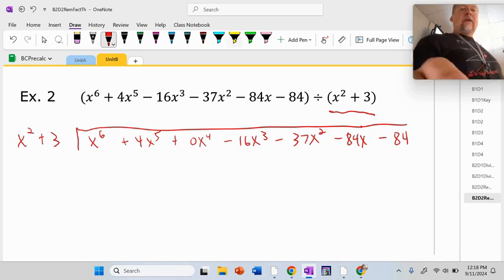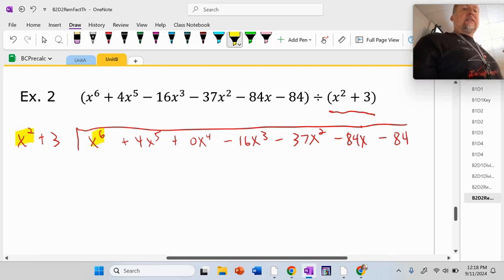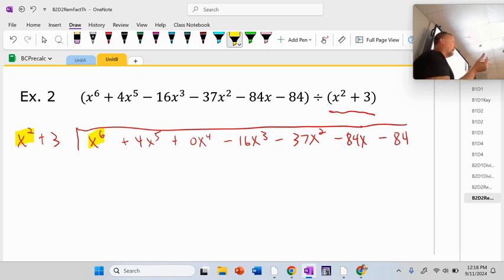So, okay, here's what we focus on. You know what this tells me? How many steps are we going to have? An x squared, and I have to compare it to an x to the 6. How many steps do you think we're going to have?